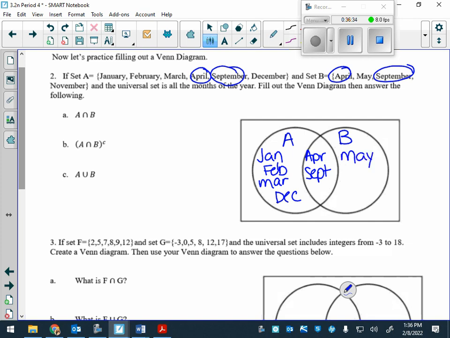Okay. Now, are there any months that are unaccounted for? Louise? June, July, August, anything else? June, July, August, October. Excellent. Okay. So again, notation. A and B. Which months are in A and B? Brayden. Good.